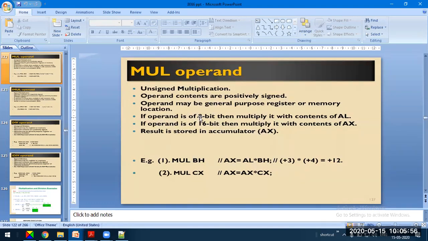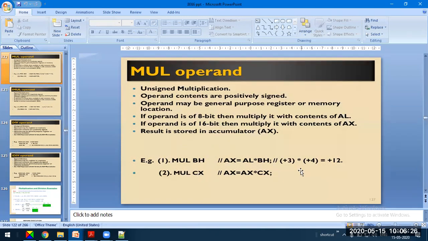It can multiply two 8-bit data or two 16-bit data. If it is two 8-bit data, one 8-bit data is available in the AL register, that is the lower byte of the AX register. If it is 16-bit multiplication, then it is available in the AX register. So results are stored back into the AX register if it is 16-bit multiplication. If it is 8-bit multiplication, it is AL. Yes, correct. So now a simple example is like this.